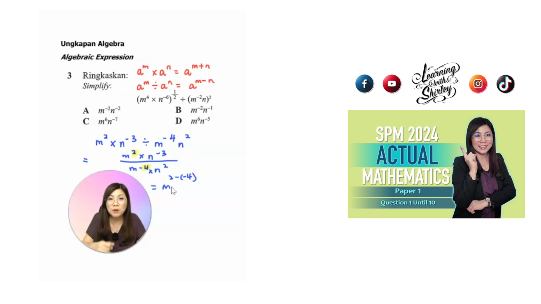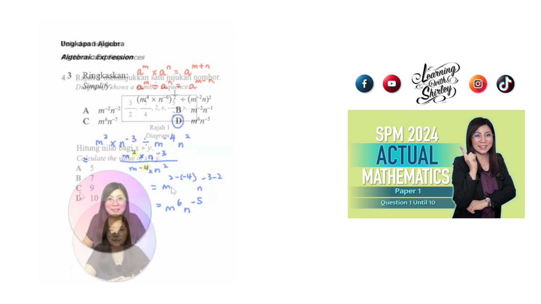So if it's divide, we minus the power, okay? Then for n, -3 minus 2. So you will get m, 2 negative become positive, so 2 plus 4 is 6. And then n, -3 minus 2 is -5. Okay, is there any answers here? Yes, the answer is D.